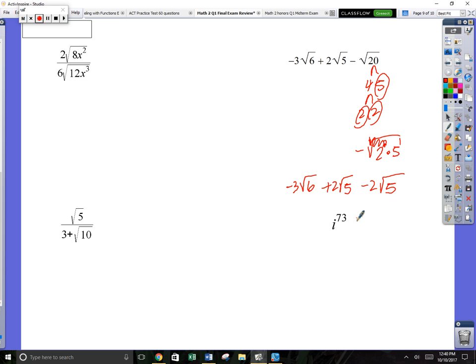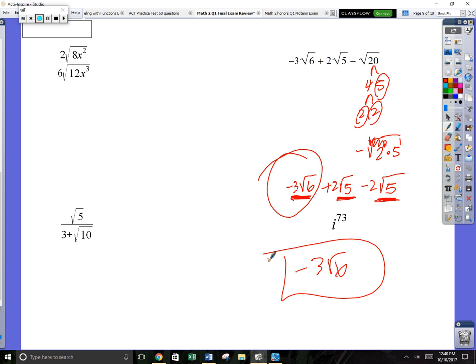I've got 3 pieces. And this middle term and this term, these are like pieces. So we're going to add these together. If I got 2 square root of 5 minus 2 square root of 5, that is 0. So those will combine together, give you a 0. And this out in front is a negative 3 square root of 6. And that is your answer.